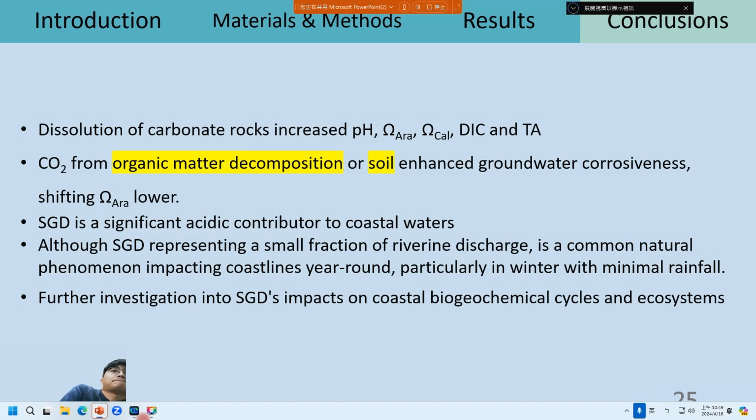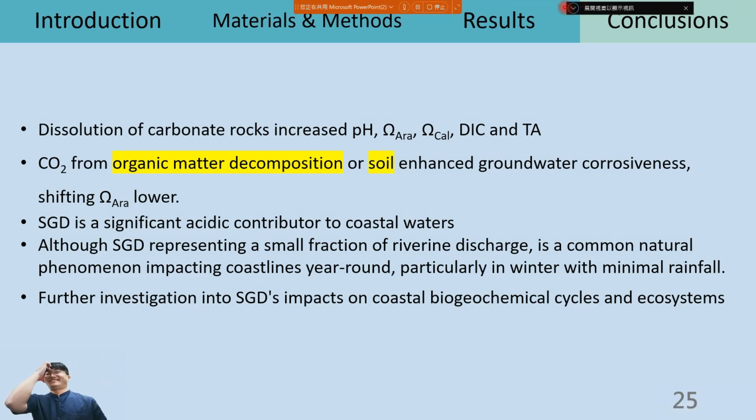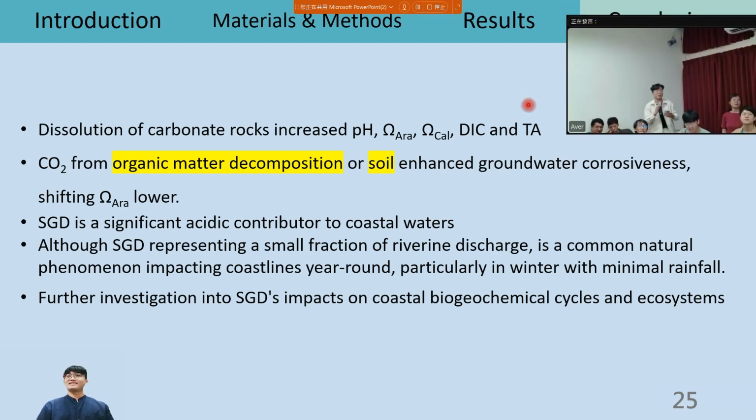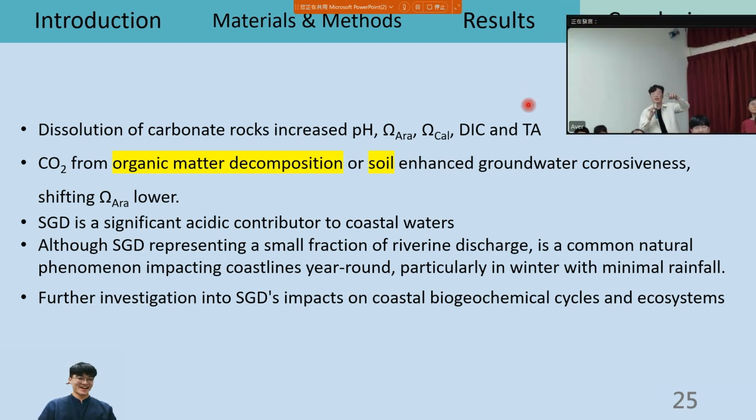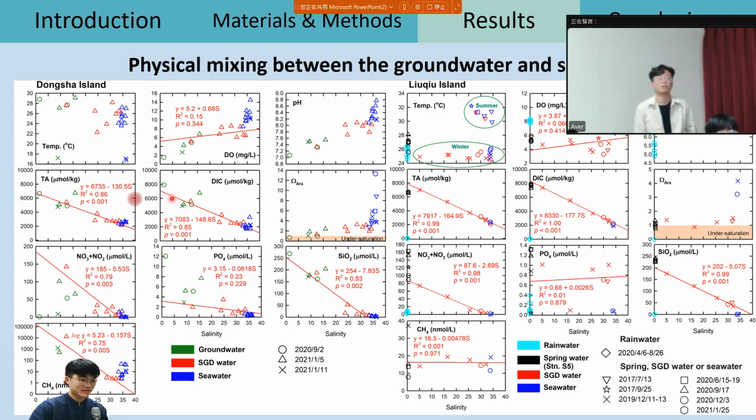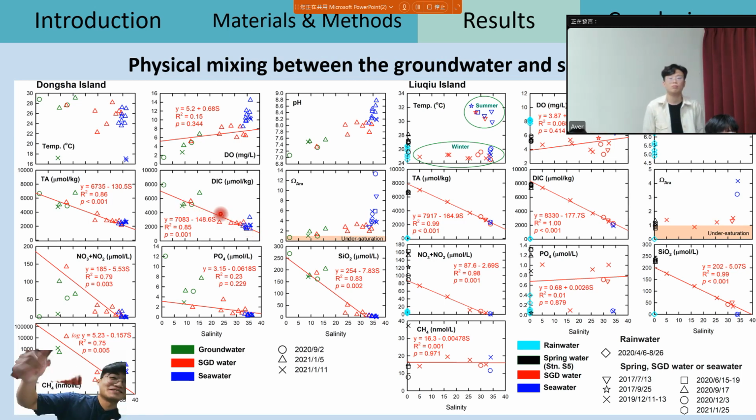Hi, Hardy. Can you explain the physical mixing between the groundwater and seawater? The page that has many figures. Okay. Here, first we see the DIC and TA, which is carbonate chemistry. I said SGD will physically mix with the seawater because you can see the R square is on the line, because the SGD will go into the seawater, right? And so they will have physical mixing.